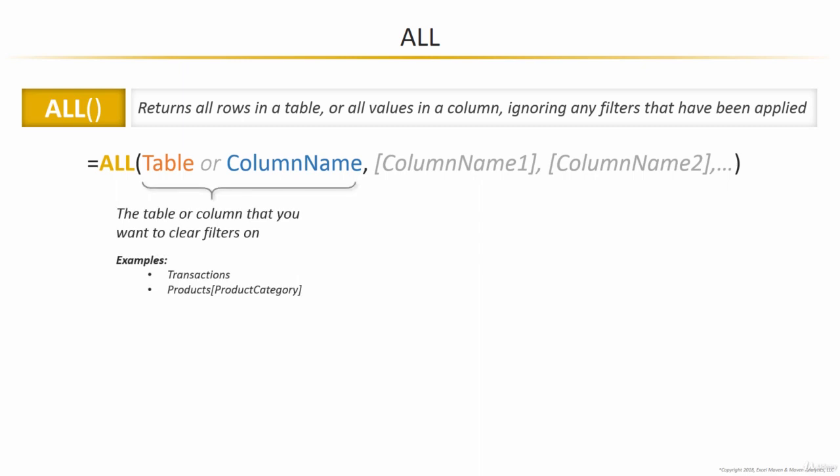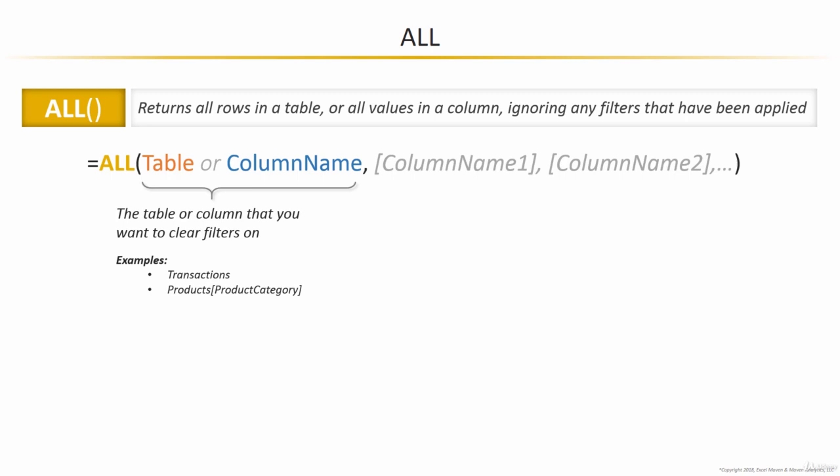Your first argument of the function is either the table name or the column name that you want to clear filters on. So you could point to the entire sales or transactions table here, or a specific column like product category from your products table. And keep in mind here that ALL does not return a single number. It returns a table or a subset of a table. So you'll almost never use ALL by itself. Instead, you'll use it as a component of other functions, most commonly CALCULATE.